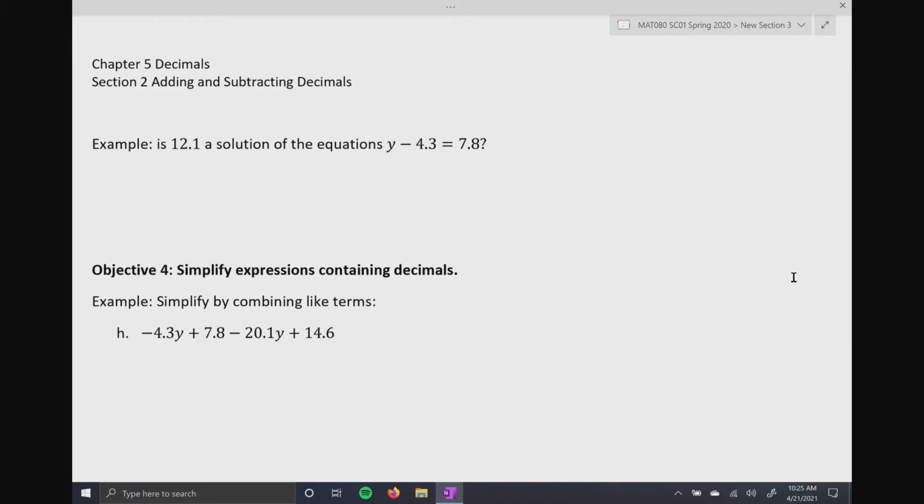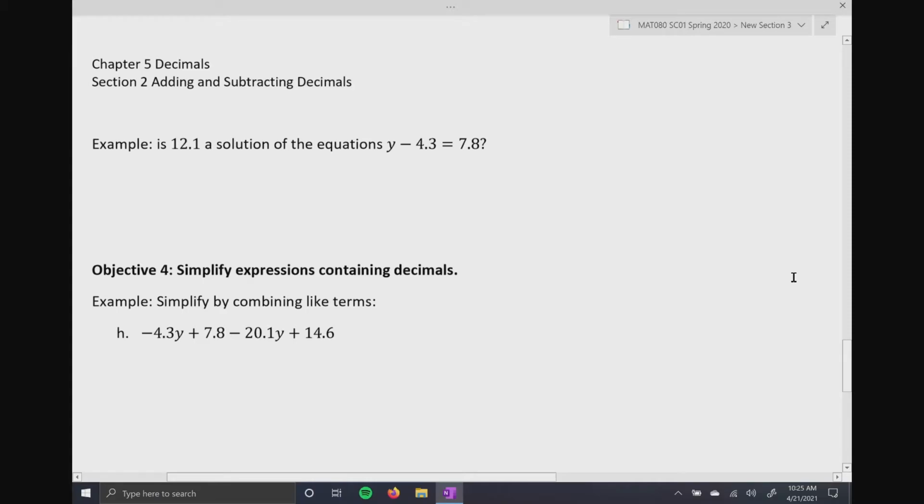Could you read the question for me again? A solution of the equation. Whoa. You missed something very important. Try it again. Is 12.1 a solution? Exactly. Just because you see an equation, there were words before that. You've got to make sure we are reading the directions completely. So is 12.1 a solution of the equation y minus 4.3 equals 7.8?